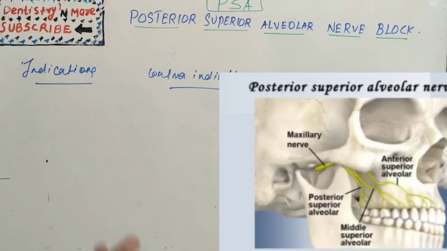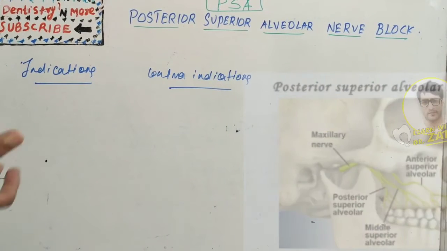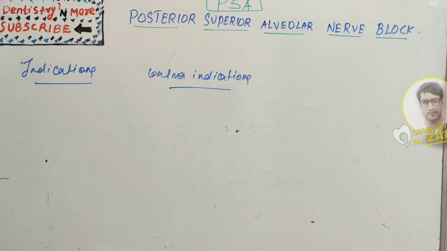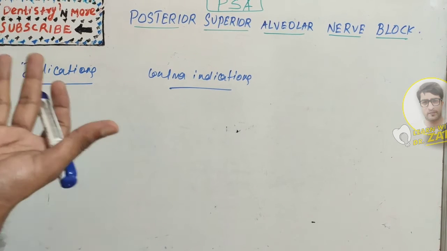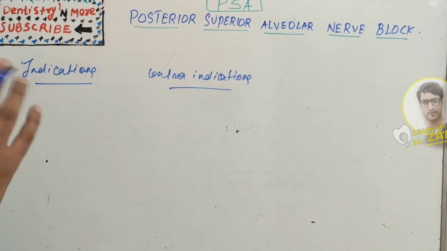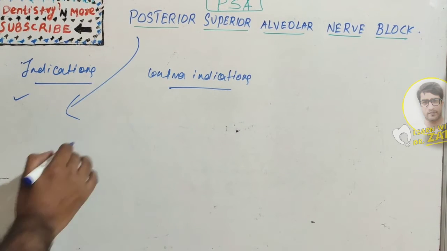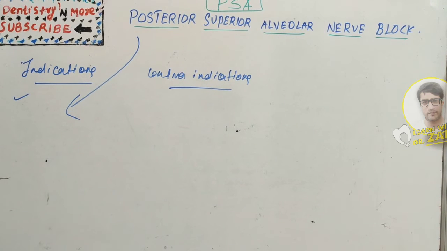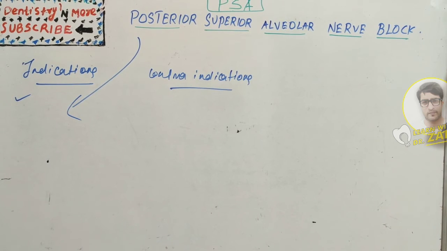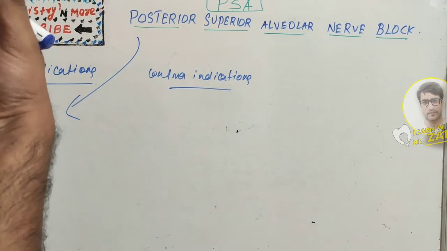Indications, as we discussed: when the treatment involves 2 or more maxillary molars, when supraperiosteal injection is contraindicated because of infection or inflammation, or when the supraperiosteal injection is found to be ineffective. In all those cases we can go for a PSA block. Whereas it is contraindicated when the risk of hemorrhage is too great. If the patient is hemophilic, we can go for a supraperiosteal injection or a periodontal ligament injection.